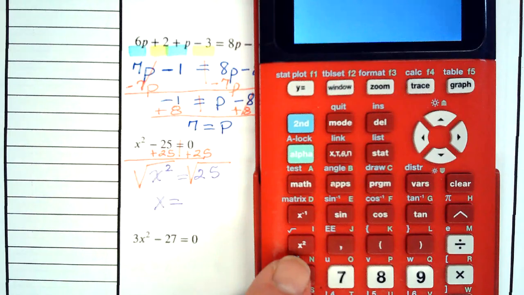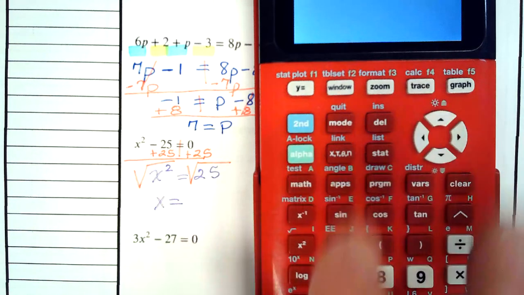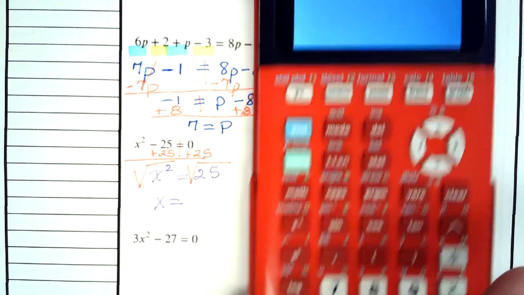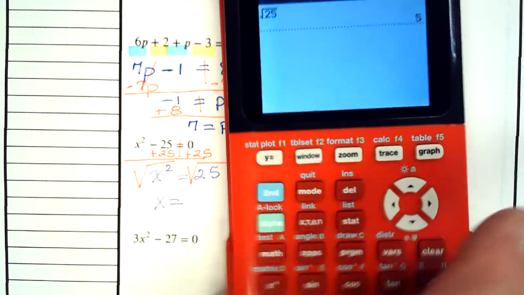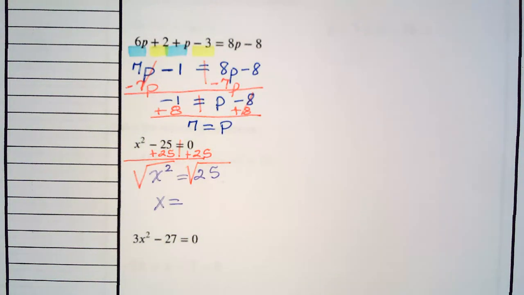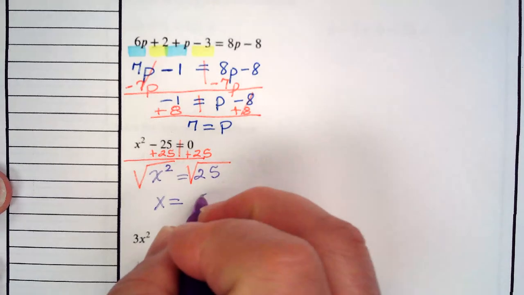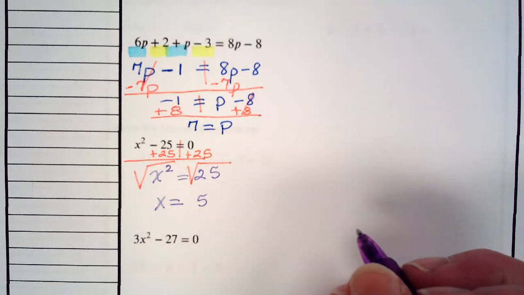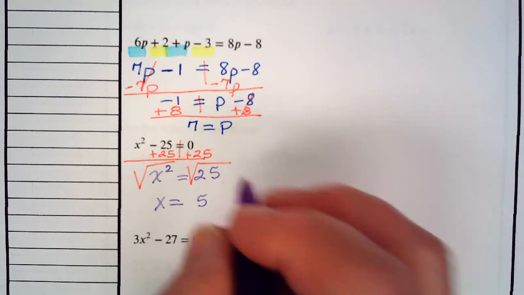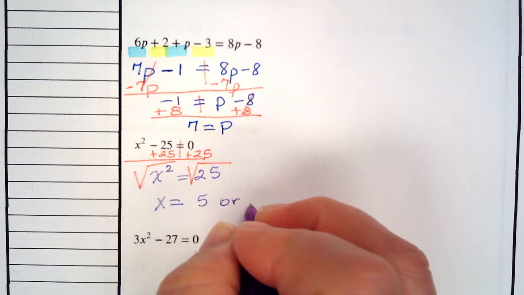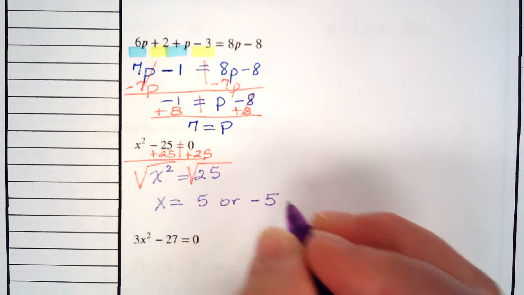Remember, the square root button is right above x squared, so we have to hit the blue button and then the x squared button, and we get our square root. Type in 25 and we end up with 5. Now, is that the only answer? No. It also could be a -5.